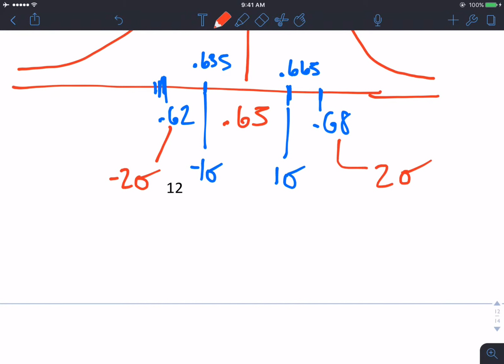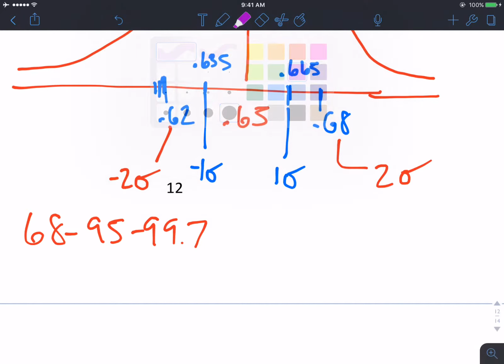And we had a rule, the 68, 95, 99.7 rule, and here we go. 2 standard deviations is right here. So that means approximately 95%, we have a 95% chance of being within our true population mean.